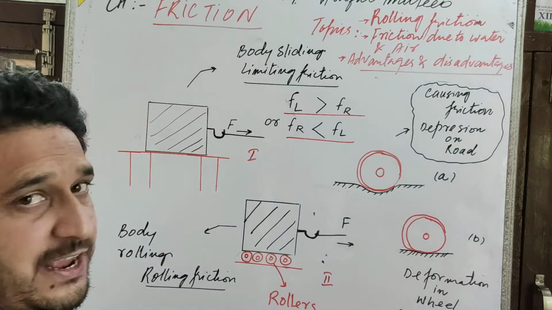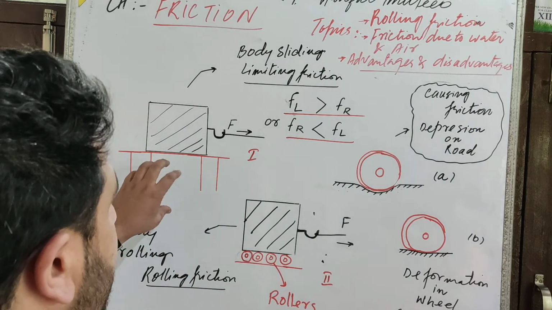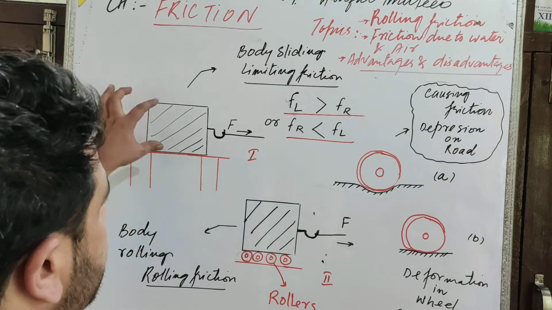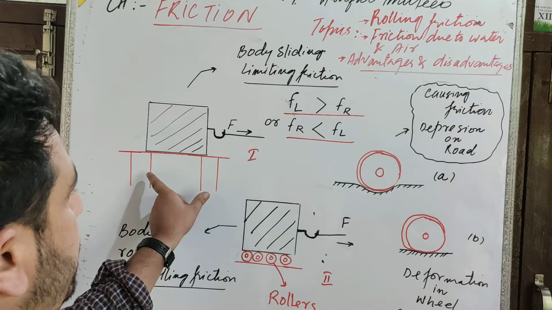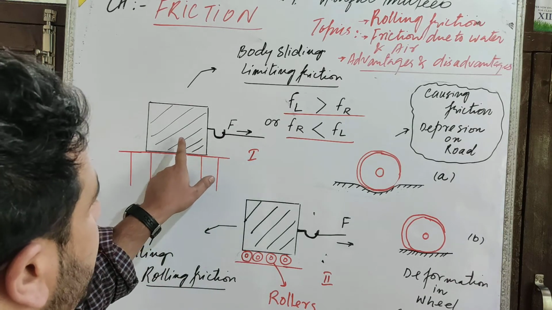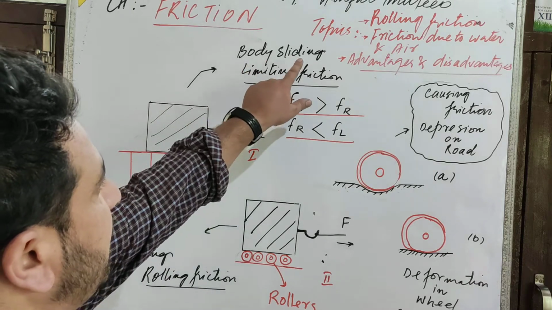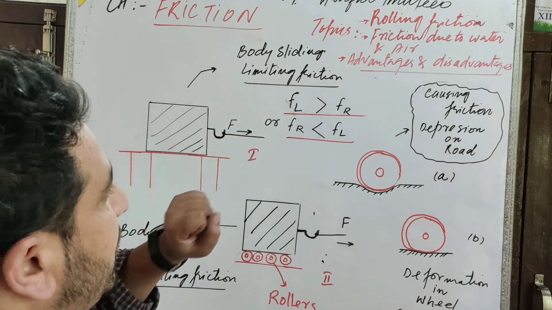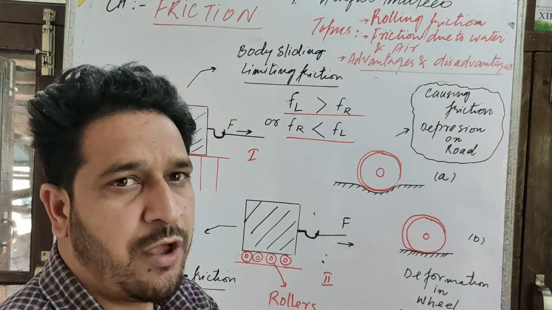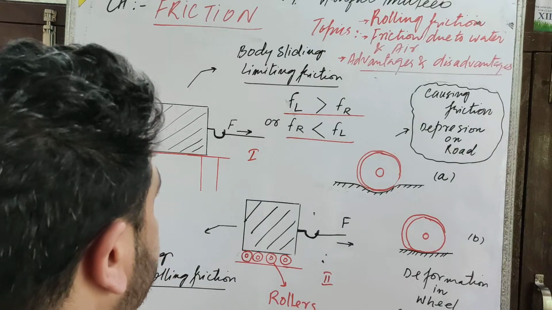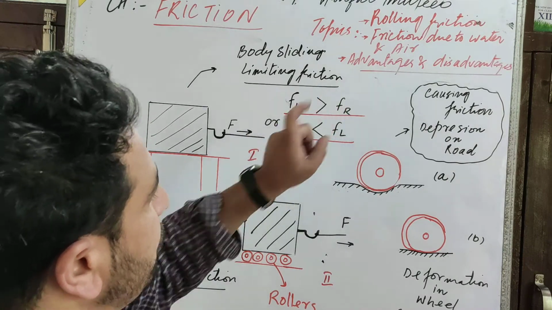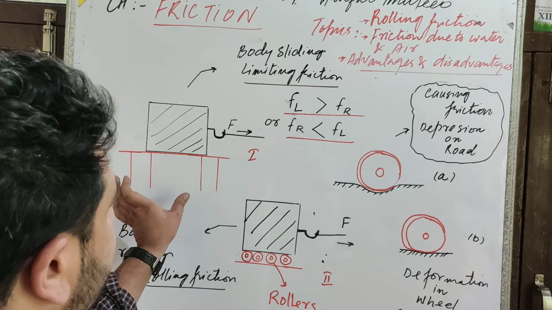With the help of a diagram, let us first consider this illustration. It is a box lying on the tabletop. We are applying a force, the applied force. Here the body is starting to slide, and there is a limiting friction. Due to the limiting friction, the body will only slightly move when we apply a force on it. That means the limiting friction is always greater than the rolling friction. That is in the first illustration.